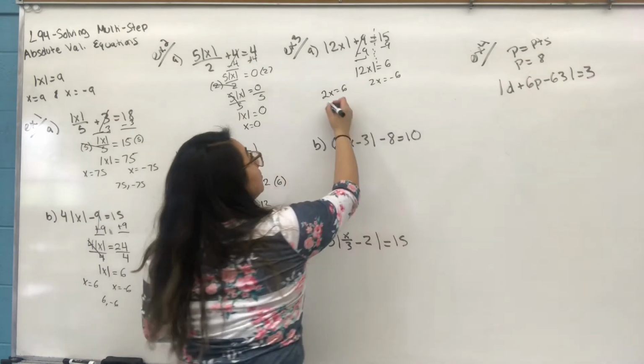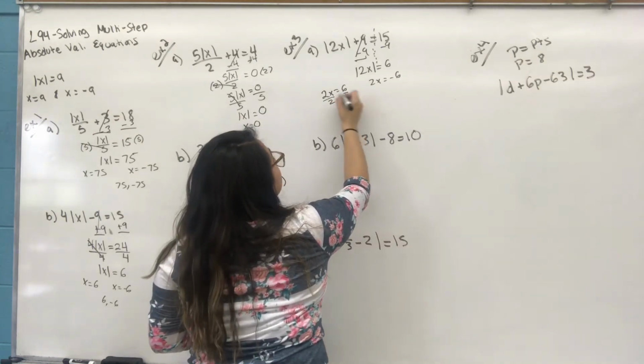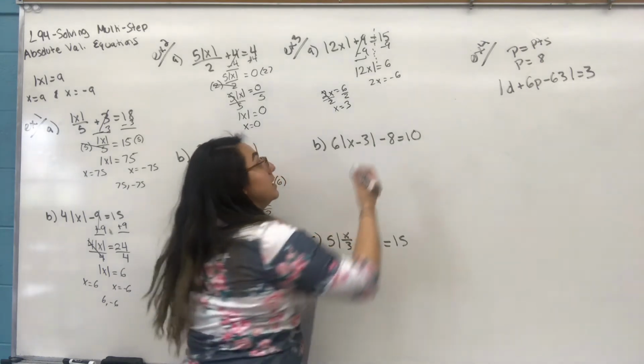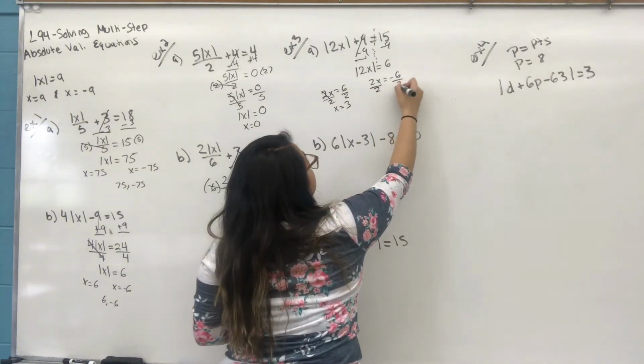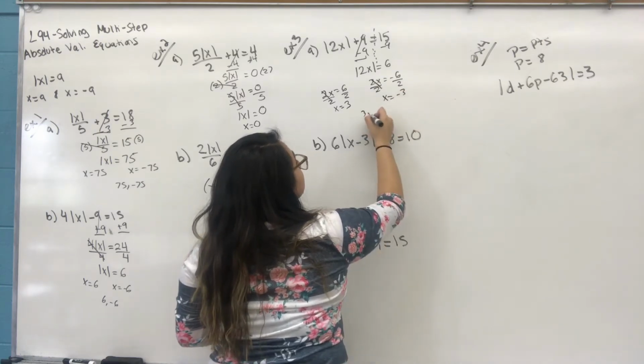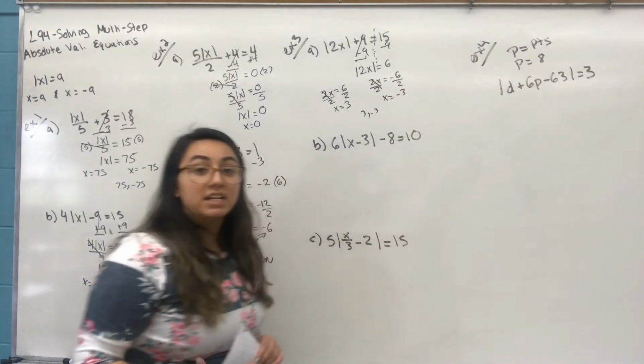Now, we go ahead and solve for it here. So we divide both sides by 2. We have x is equal to 3. That's one answer. Here, we divide both sides by 2, and we have another answer. x is equal to negative 3. So your answer is 3 and negative 3.